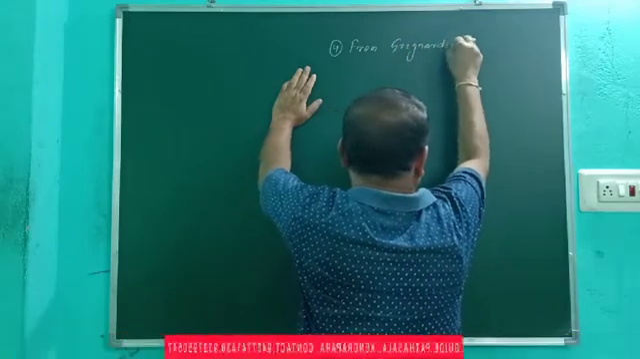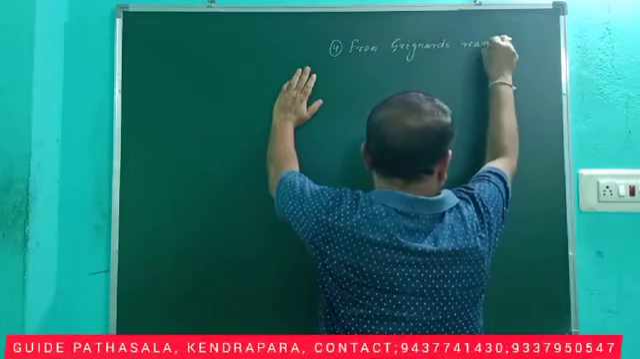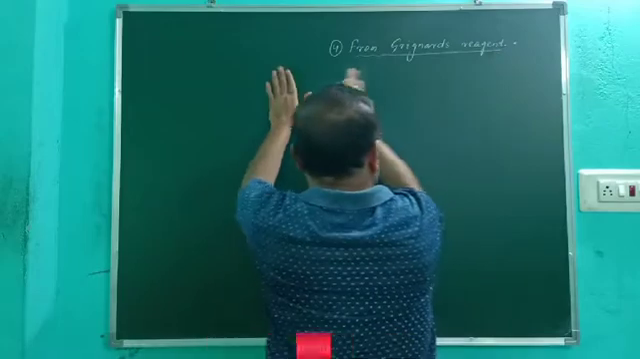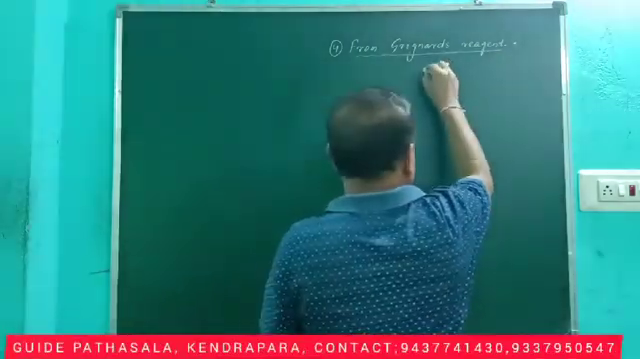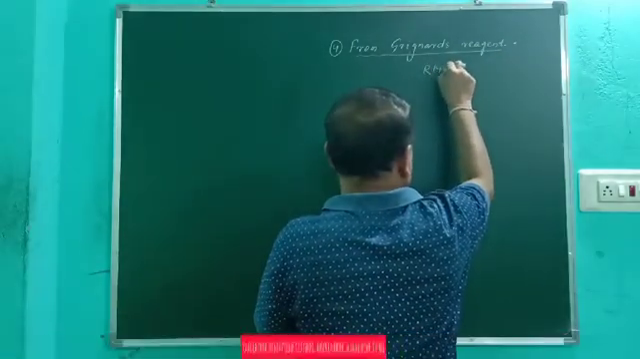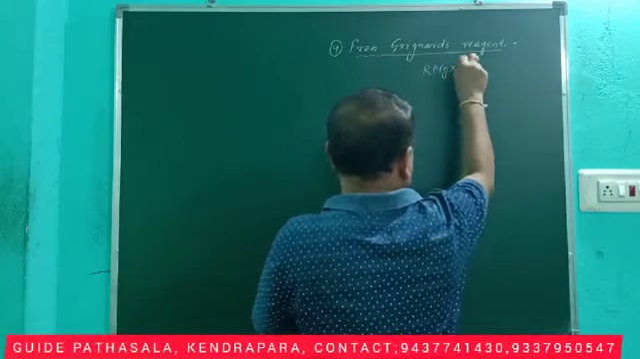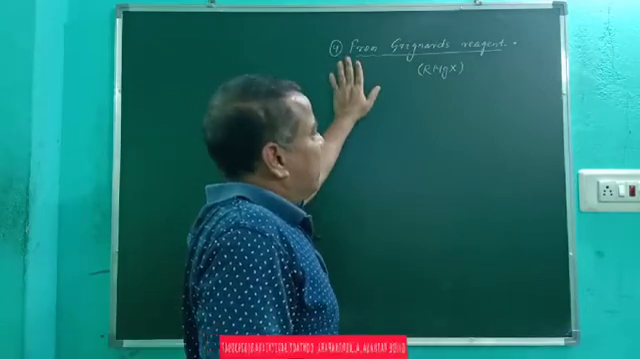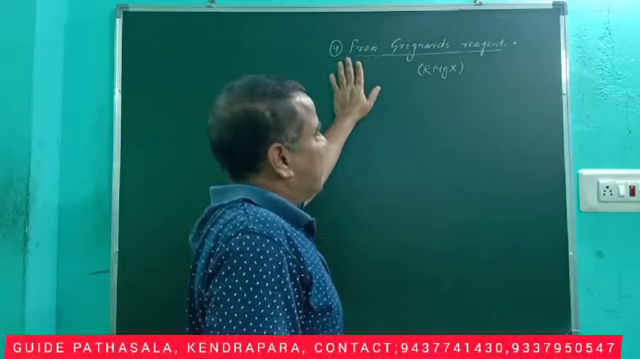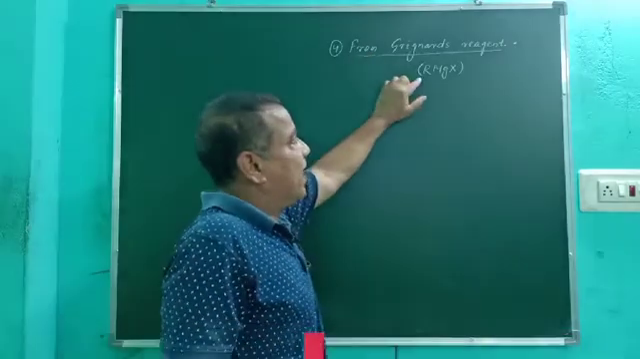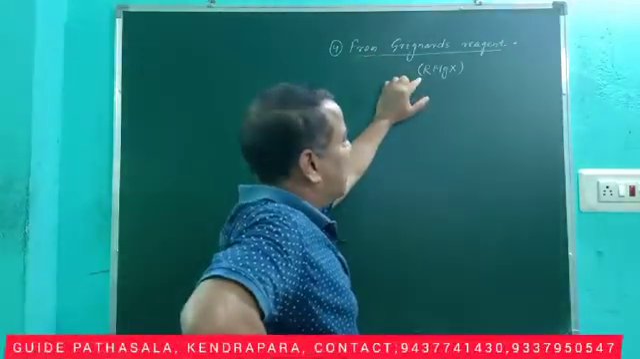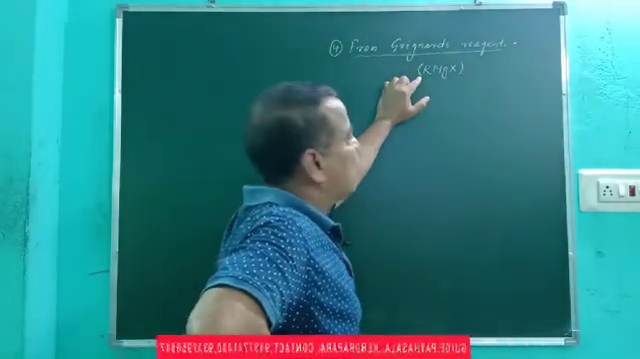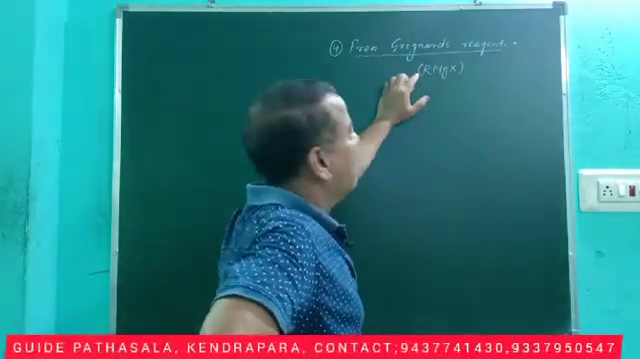Grignard reagent means alkyl magnesium halide and aryl magnesium halide. RMgX, alkyl magnesium halide, is called Grignard reagent. When formaldehyde reacts with Grignard reagent, that is alkyl magnesium halide, first an addition product is formed, which on acidic hydrolysis forms a primary alcohol.